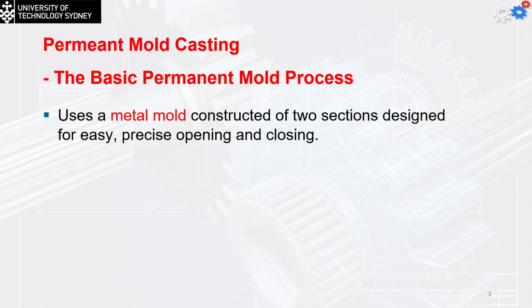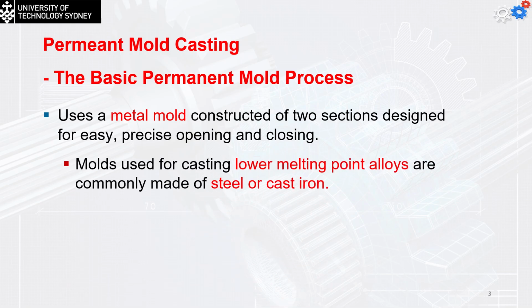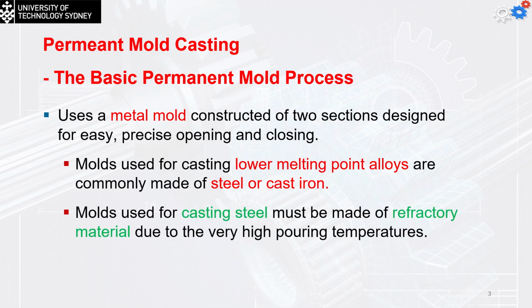The mold is constructed of two sections or more, designed for easy and precise opening and closing. The molds used for casting lower melting point alloys are commonly made of steel or cast iron, which have a melting temperature much higher than, for example, copper, aluminum or brass. The molds used for casting steel must be made of refractory materials due to the very high pouring temperatures for steel.